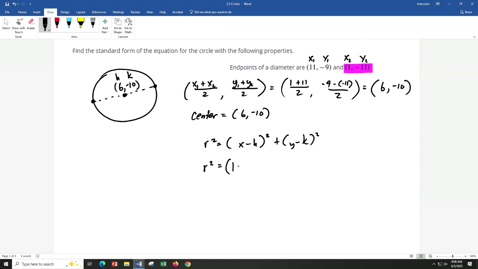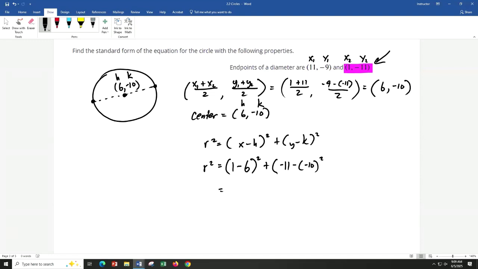Okay, minus 6. Why 6? Because that's my h value right here. All of that has to be squared plus, look, I'm going to have this -11 minus -10 squared. Are you good with what I just did there? Okay, because notice here, that -11 is coming from this point up here. The 10 is coming from my k value right there. I'm plugging everything in because I've got to try to find that r squared. So I've got to plug in some value so I can find the radius right now.